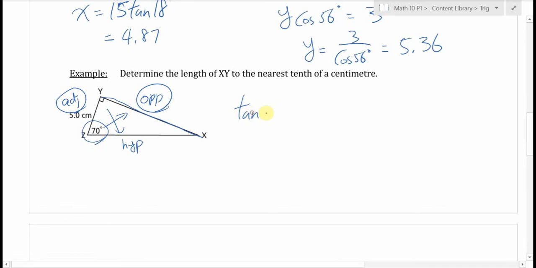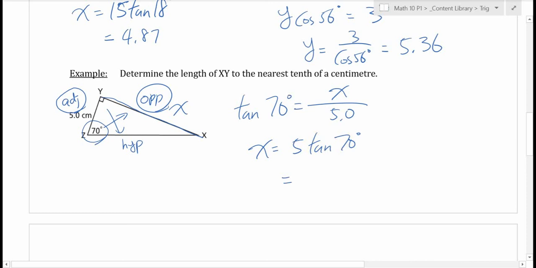So tangent of the angle 70 degrees is equal to the opposite side, which we don't know, let's just call it x, over the adjacent side, which is 5.0. So x equals 5 times tangent 70 degrees. And we put this into the calculator.